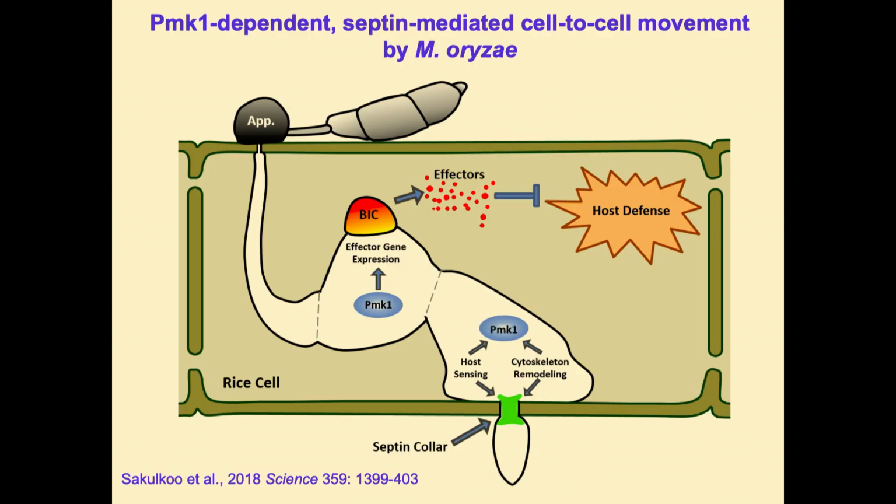So the model for what's actually happening in the base of the aprosorium is that this PMK1 MAP kinase cascade is triggering effector gene expression, suppressing host defense and plasmodesmatal immunity. But also, equally important, it's undergoing this host sensing mechanism leading to this rapid cytoskeletal remodeling, severe hyphal constriction, septin deposition, and ultimately cell-to-cell traversal.